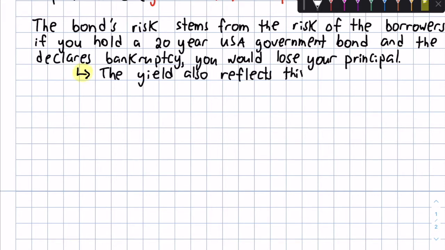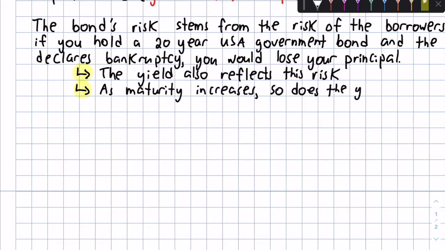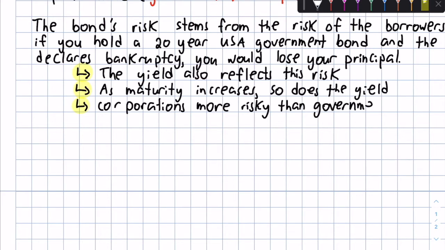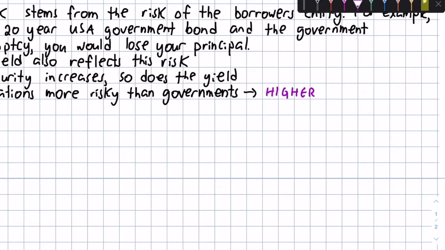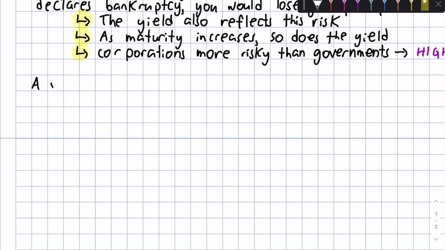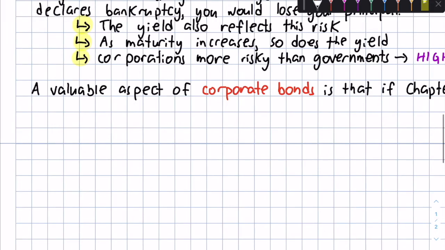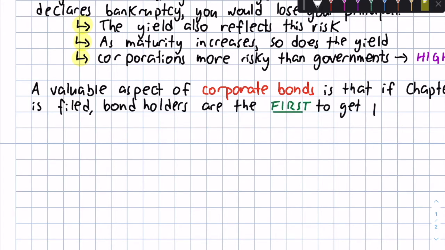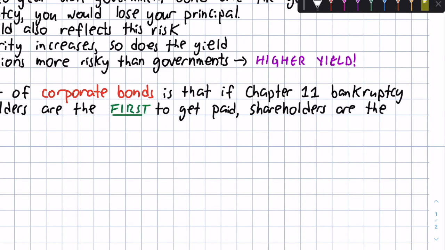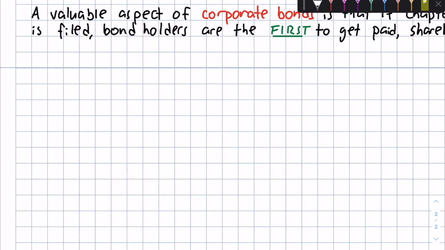The yield also reflects this risk. So as maturity increases, so does the yield, because there's higher risk if you hold it longer, and corporations are more risky than governments, which also means you get a higher yield from corporate bonds than from government bonds. A valuable aspect of corporate bonds, however, is that if Chapter 11 bankruptcy is filed, bondholders are the first to get paid from the leftover money. Shareholders are the last. So this is a definite benefit if bankruptcy is declared.